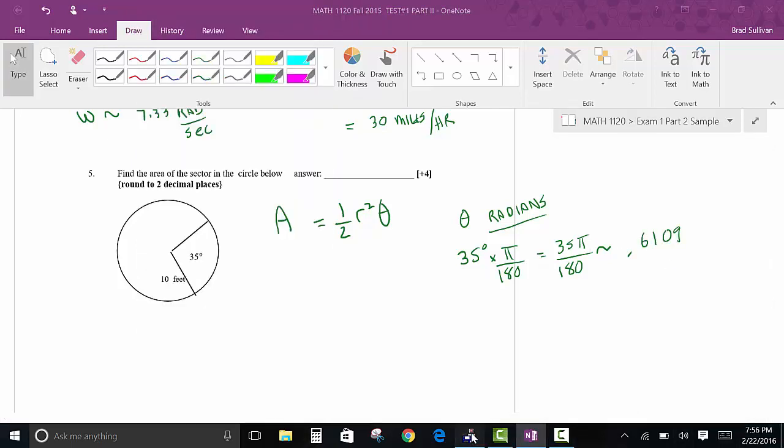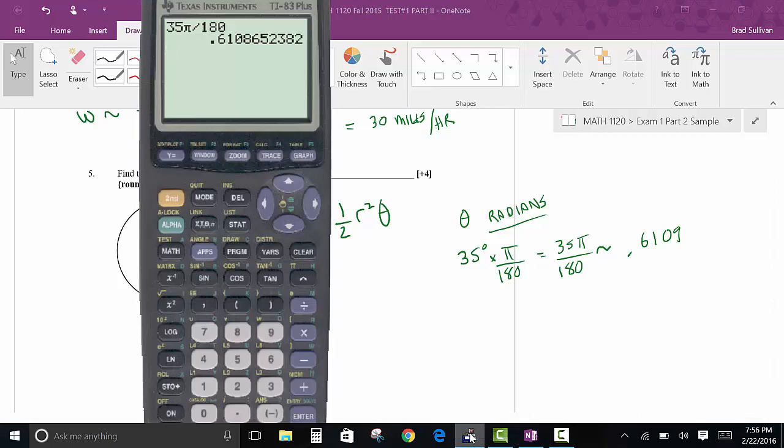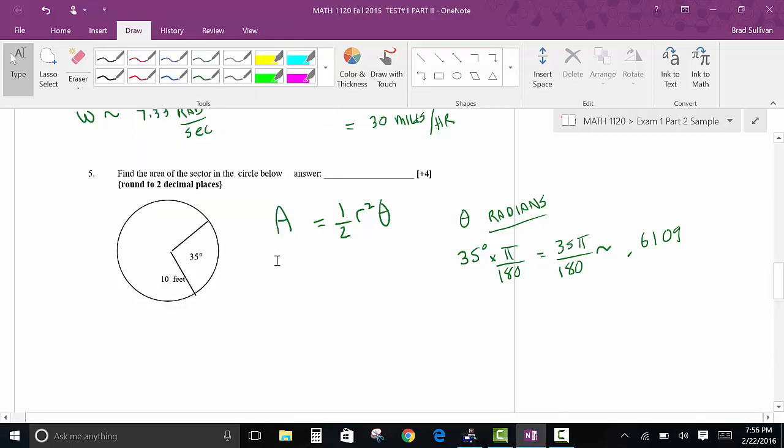Okay, all right, so we got that worked out, 0.6109. Now we're just going to plug everything into this formula. So the area is going to be 1/2. The radius was given as 10 feet, so that's going to go in there, and then we're going to square that. Then the angle, we had to change that to radians, so it's going to be 0.6109, like that.